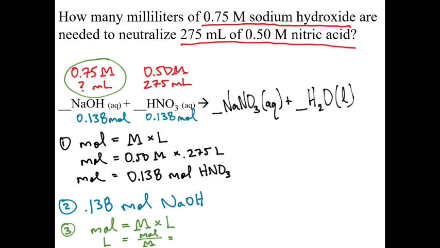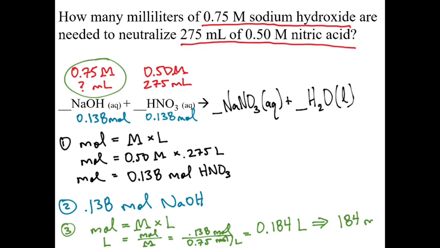In this case, that's going to be 0.138 moles over 0.75 moles per liter. Molar means moles per liter, and that's why moles and moles can cancel to give us an answer in liters. So that's about 0.184 liters. They want an answer in milliliters, so I'll multiply times 1,000 and get about 184 milliliters.